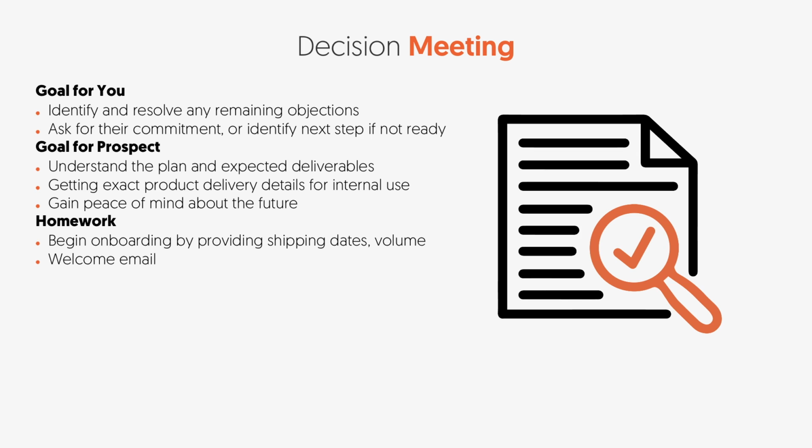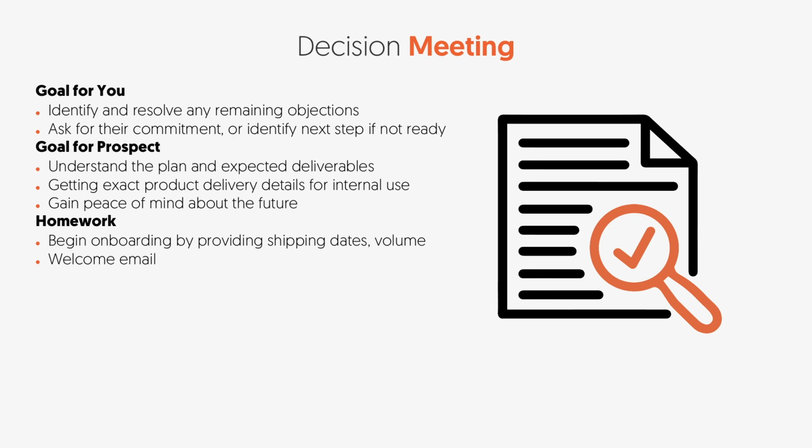And you want to identify and resolve any main objections that they have left. You should have identified and answered a lot of the main ones on the strategic plan, but still what you'll find is sometimes people will have the same objections over and over again. That means you're not doing a good job explaining the solution. And if that's the case, try a different way to explain the solution. You also want to ask for their commitment and identify the next step if they're not ready.